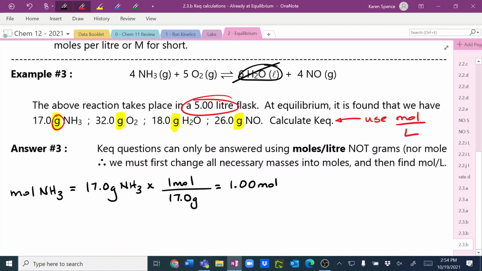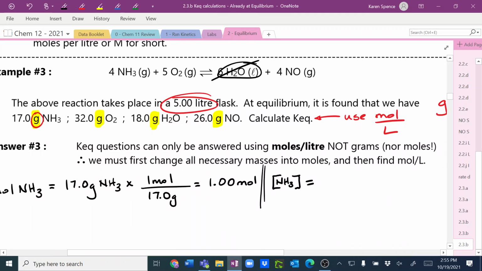So what you're going to do at this point is write concentration of NH3 equals, and I'm just going to put a dividing line there so I know that I'm starting something new. Concentration equals 1.00 moles over 5.00 liters, and that's 0.200 molar.